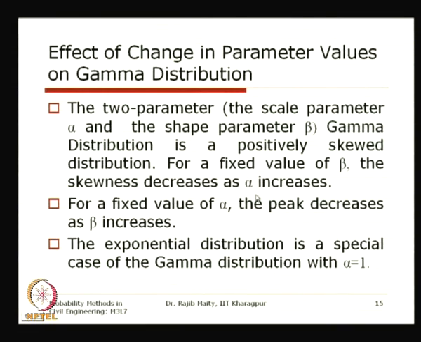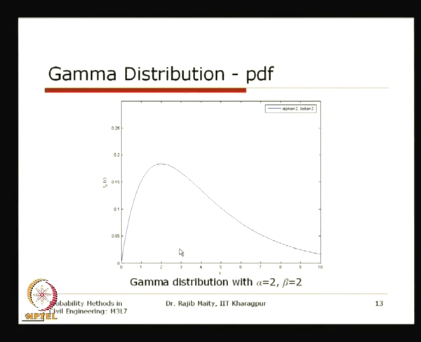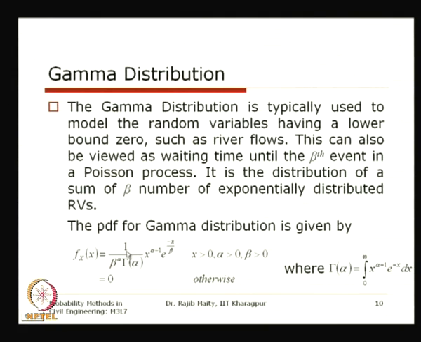We will show this pictorially as well, how it is changing and how these two parameters can control and capture a wide range of distributions. And one more very special thing here is that the exponential distribution that we discussed in the last class is a special case of this gamma distribution. When we put alpha equals 1, we get the exponential distribution from this gamma distribution. We can check this once here.